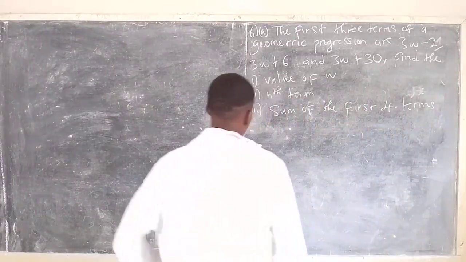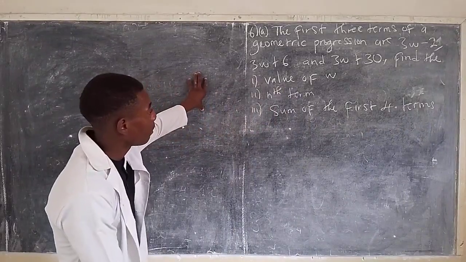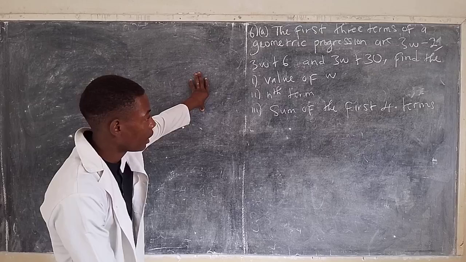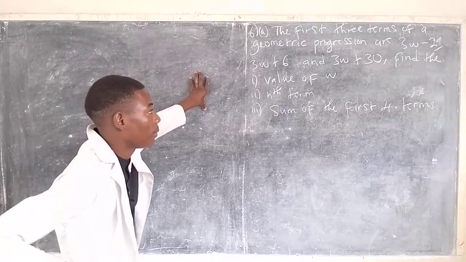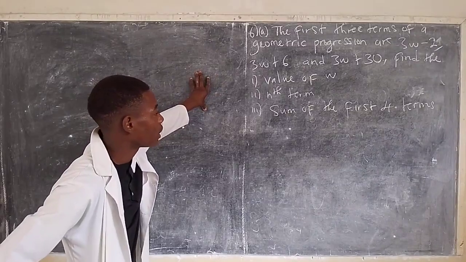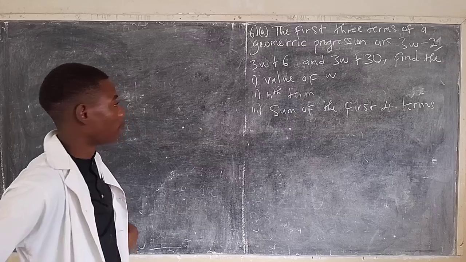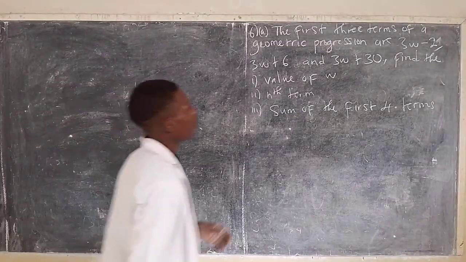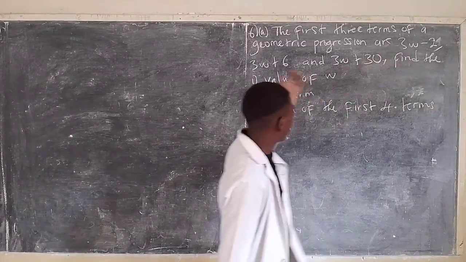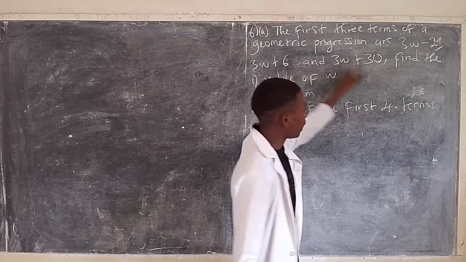Now we are asked to say the first three terms of the geometric progression are 3w minus 2, 3w plus 6, as well as 3w plus 30. Then we are told to find the value of w. So how do we find such a value? So the first thing is for consecutive terms, we have this, and that.